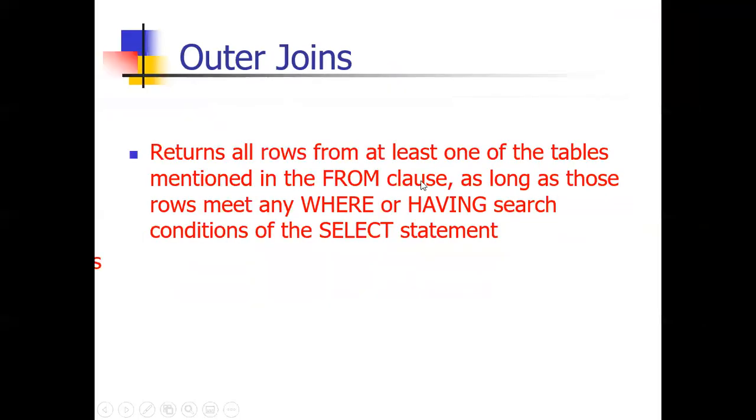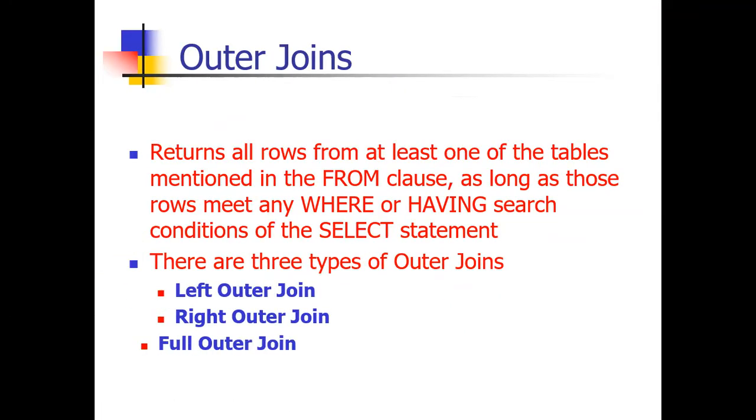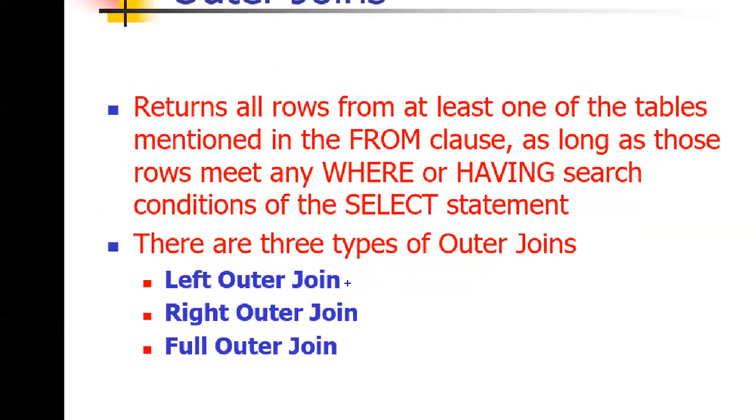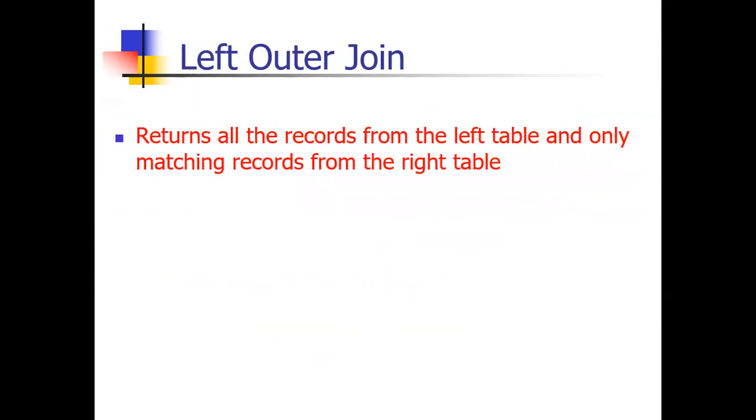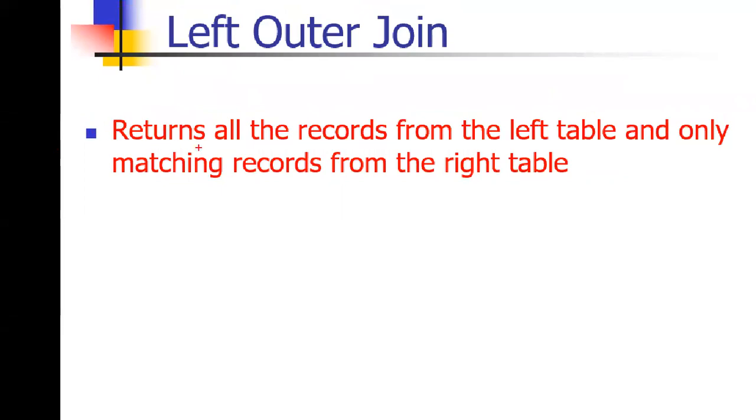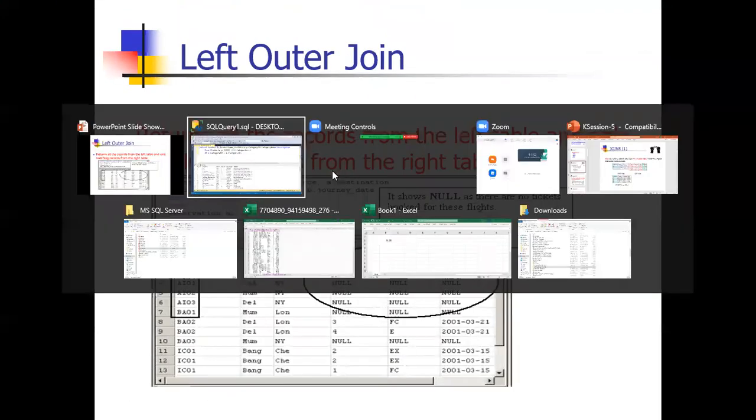Based on that, we have three types of outer join: left outer join, right outer join, and full outer join. We'll see them one by one. First, the left outer join. A left outer join returns all the records from the left table and only the matching records from the right table. That means it gets the complete data from the left table and only the matching records from the right table. Let us do it in this one.